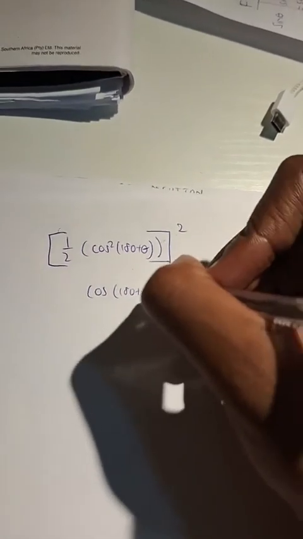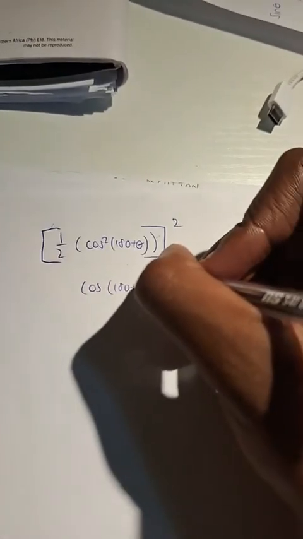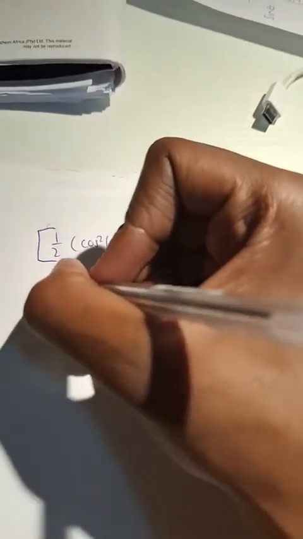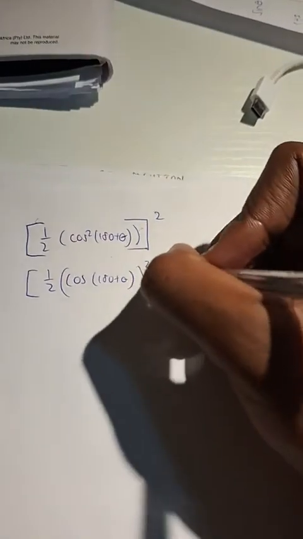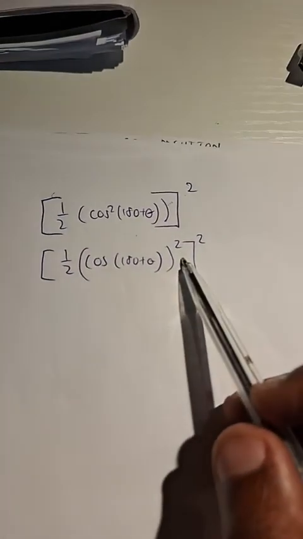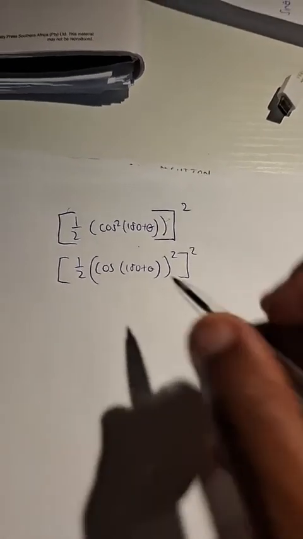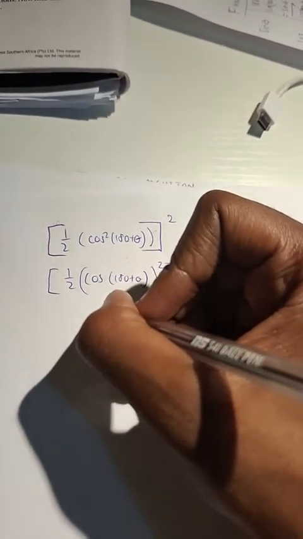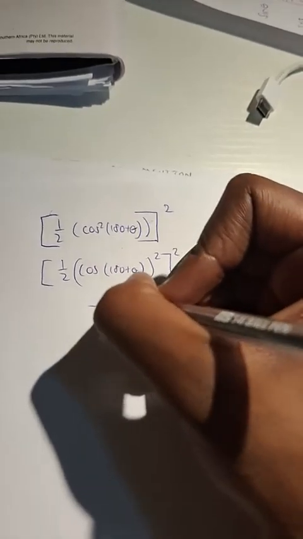Okay, this is really just an example that I've just made up now. So you need to understand that much. So this is what I mean. You evaluate what's 180 plus theta. 180 plus theta is in the third quadrant. Cos is negative, so you'd say negative cos theta.